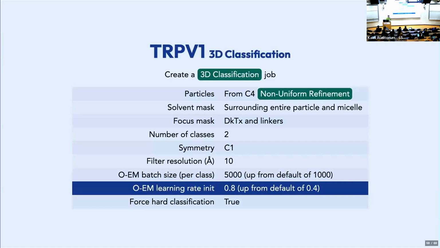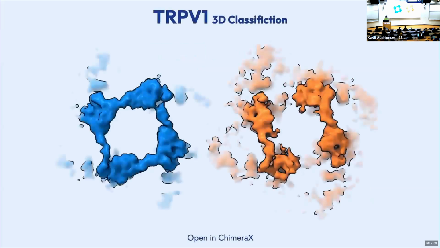And then of course, force hard classification true, because we really want there to be this linker or that linker. We don't want to blur between the two. Here are the results. On the left-hand side, these are the two classes. We asked for two classes and we got two classes. The left-hand one is still C4 symmetric, but on the right, we did manage to pull out a C2 symmetric map. And this is what I was talking about: what if you fail to get the map you're expecting?